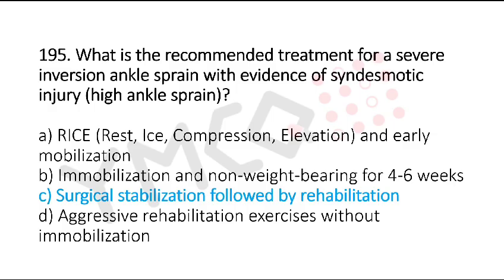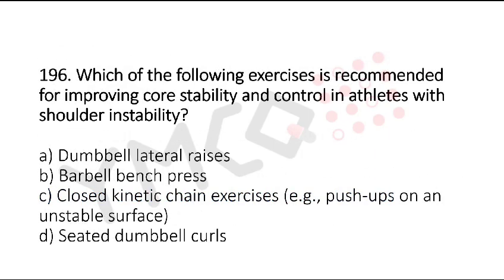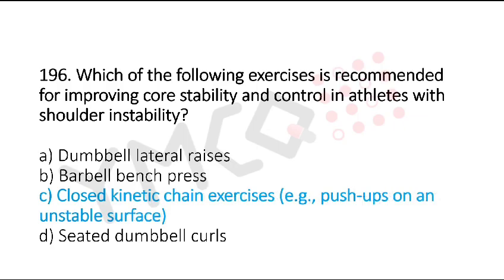Now let's move to question number 196. Which of the following exercises is recommended for improving core stability and control in athletes with shoulder instability? Option A, dumbbell lateral raise. Option B, barbell bench press. Option C, closed kinematic chain exercise like push-ups on an unstable surface. Option D, seated dumbbell curls. And the answer is option C, closed kinematic chain exercises.